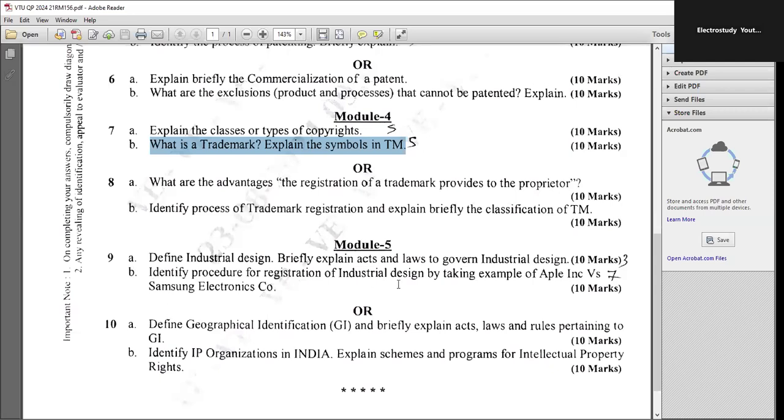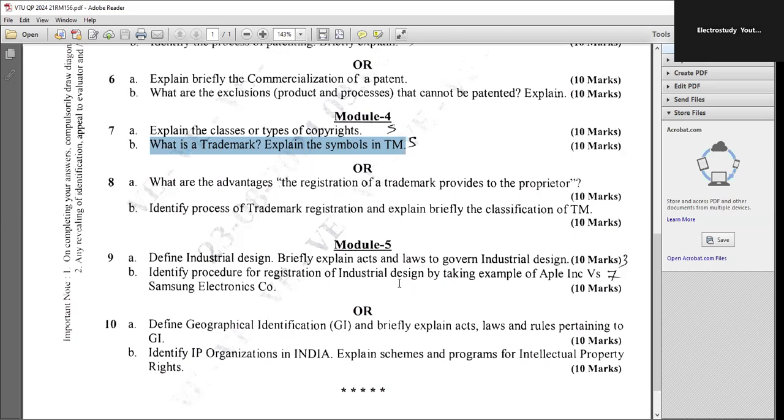Identify the procedure of registration of industrial design by taking the example of Apple versus Samsung Electronics Company. So you have to explain the procedure of industrial design. Apart from that, you have to talk about the case law related to Apple versus Samsung Electronics Company. This is very important. You can expect a separate question in the forthcoming university examination.